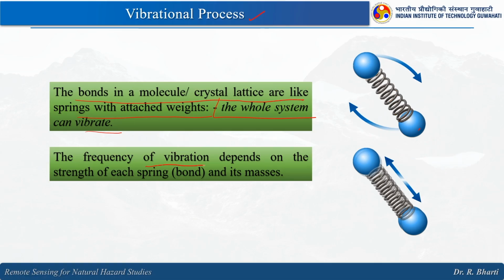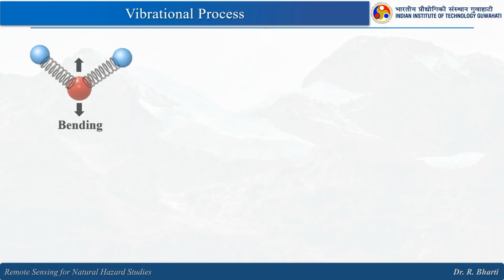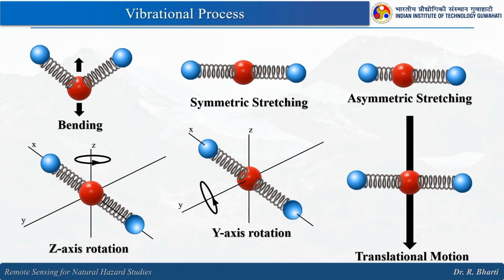The frequency of vibration depends on the strength of each spring and its masses. Now, let us assume you have one spring and you put a very small mass on both sides of it, and you try to vibrate it by putting in some extra energy. It will vibrate and immediately stop. But if you attach a bigger mass here and you try to vibrate it, it will not stop easily. It will take time to stop, and it can vibrate in all these directions, right. Here you can see some of the vibrational processes.